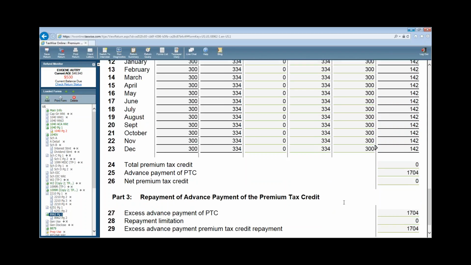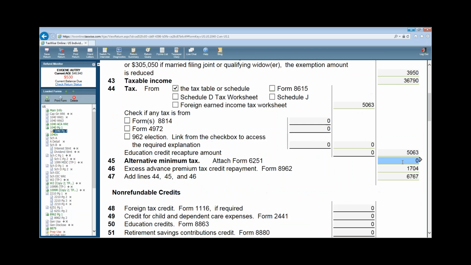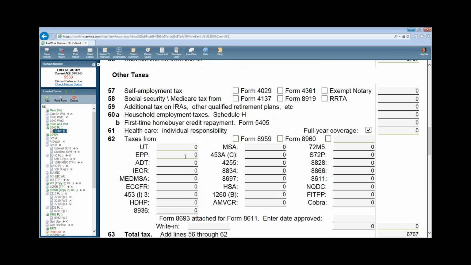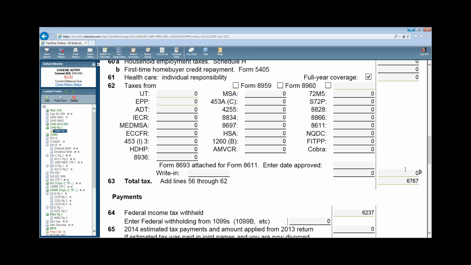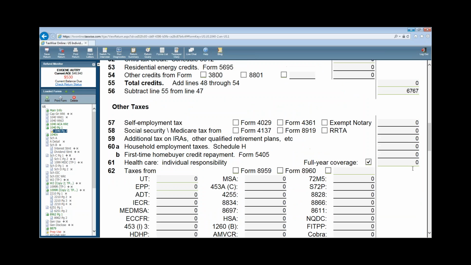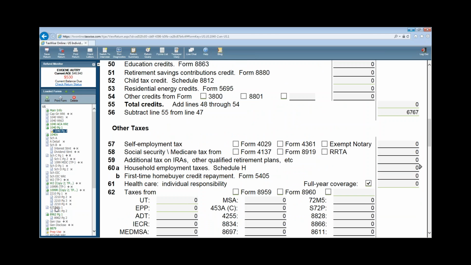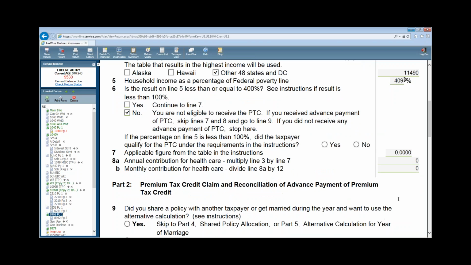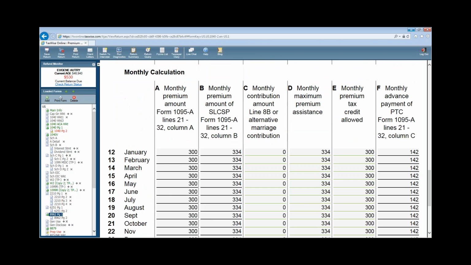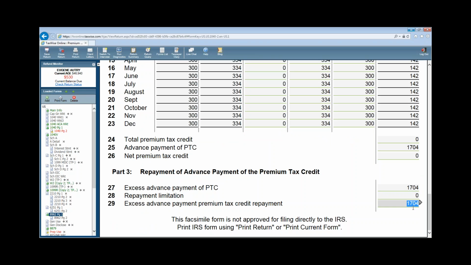So if this were really our example, we could see that Eugene Autry received too much of a premium tax credit based on his income. So he would actually have to pay back $530. Well, let's see, over here, $1,704. So he would have to pay back the excess amount that he received.